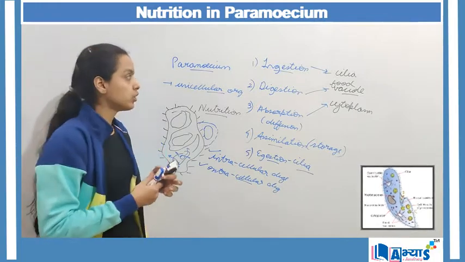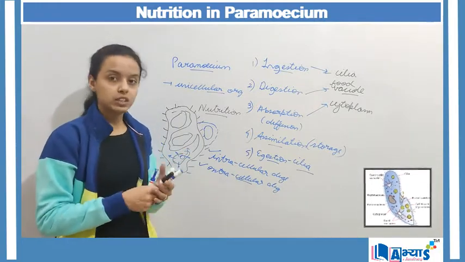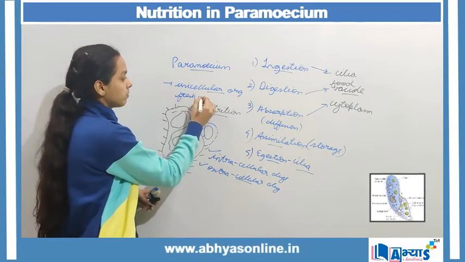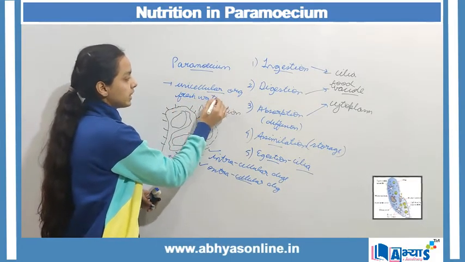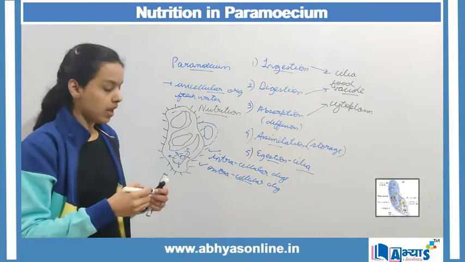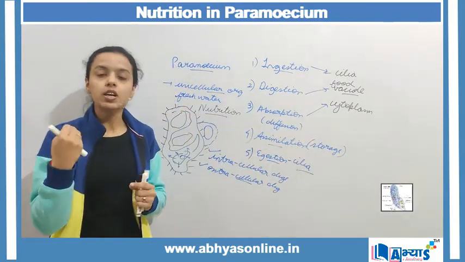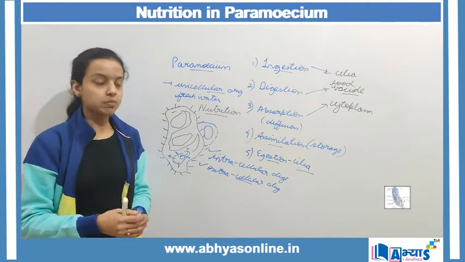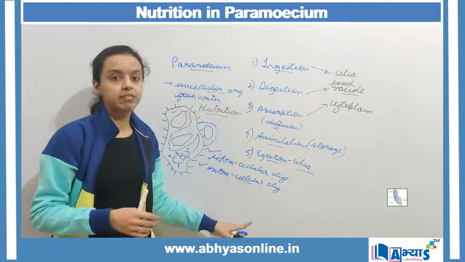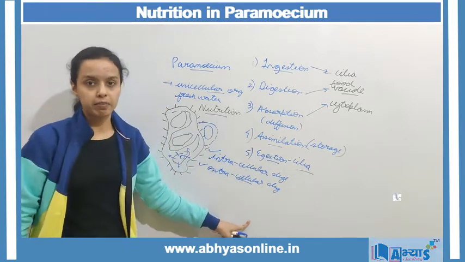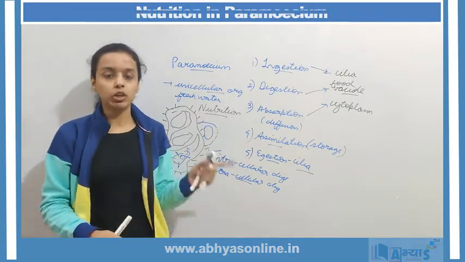We have discussed what paramecium is and where it is found. It is generally found in freshwater areas. Then we have discussed the different parts of paramecium, that is cilia, food vacuole and cytoplasm. And then we have discussed the 5 steps of nutrition and how they are related in the case of paramecium. So this was the concept on nutrition in paramecium.